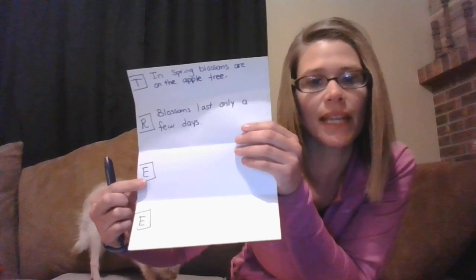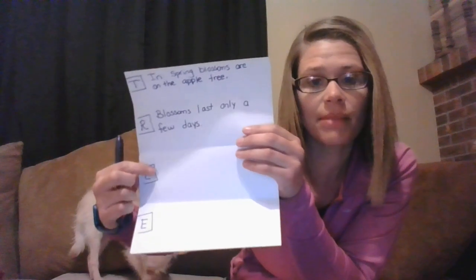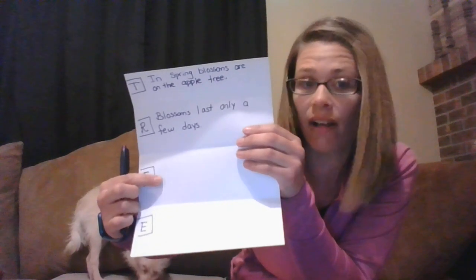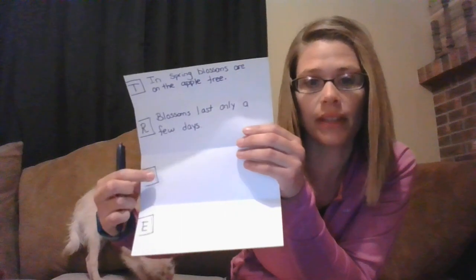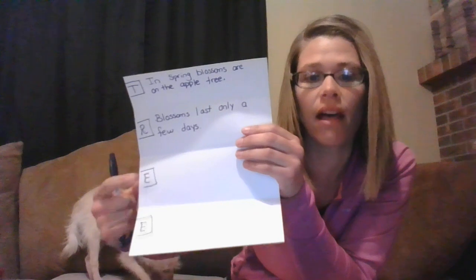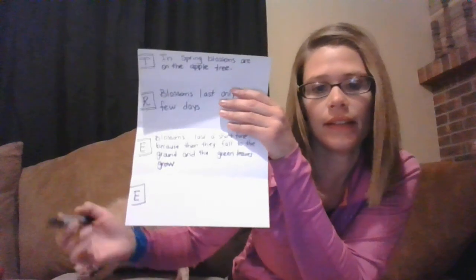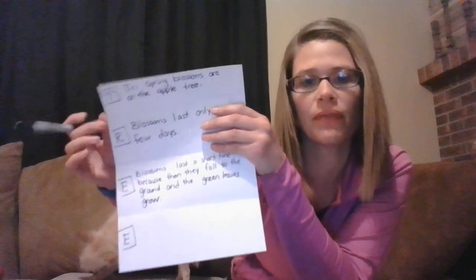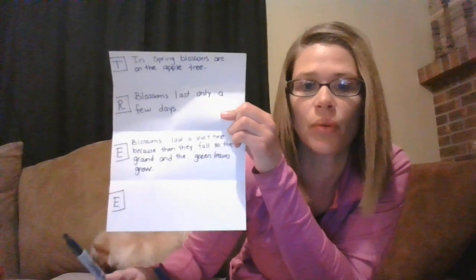Now I'm going to explain that, okay? Blossoms last a few days because then they fall and the leaves grow. So blossoms last a few days because then they fall off and the leaves grow. Okay, so my explanation for the blossoms lasting only a short time: blossoms last a short time because then they fall to the ground and the green leaves grow. That's my explaining as to why the blossoms only last a few days.